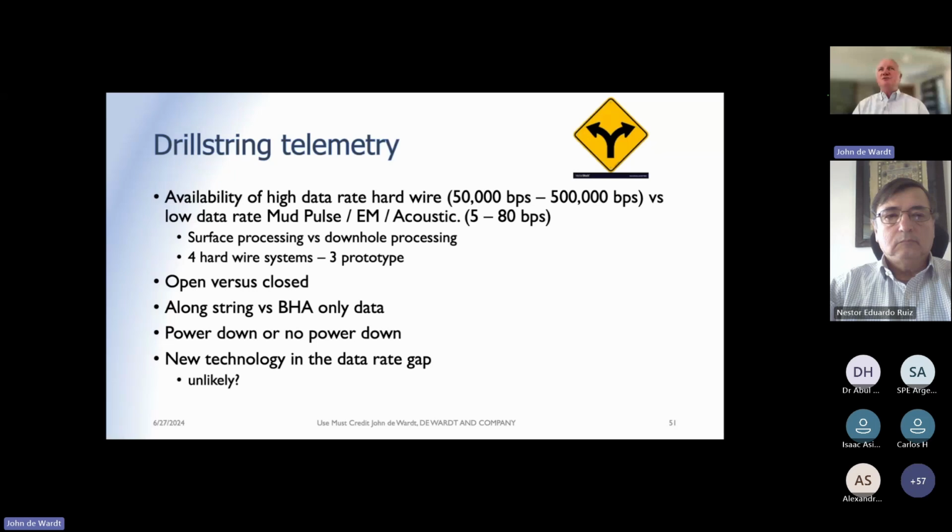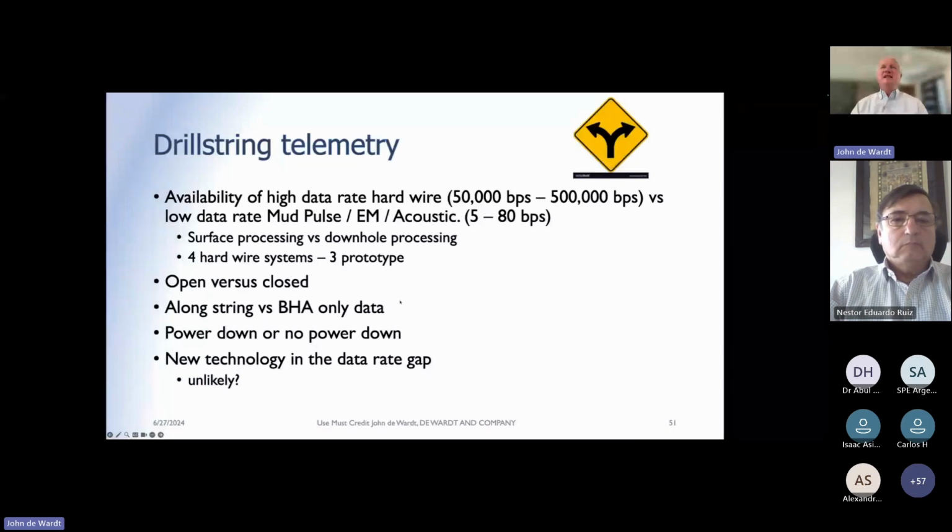Because once you lose one connection, you've lost the whole link. So reliability is one of the challenges. And then I think for routine operations, you're going to find that we're going to be living in the world of mud pulse, EM, and acoustic. So I think that's going to be interesting to see how that plays out.